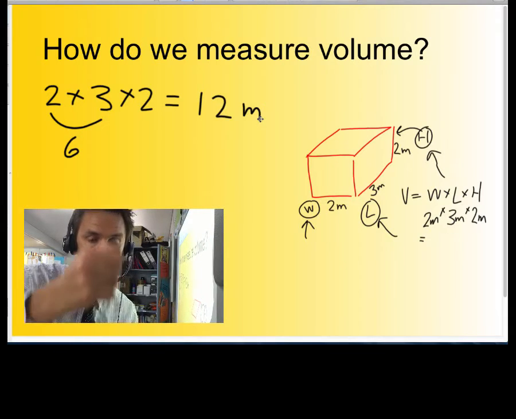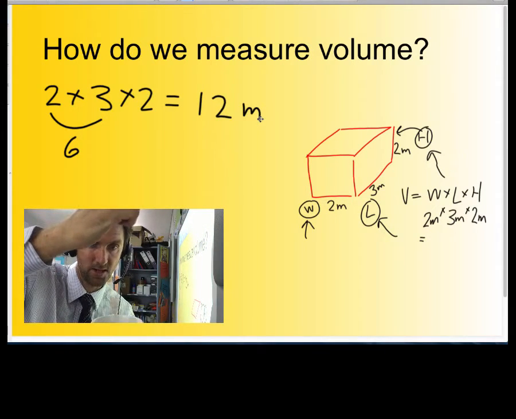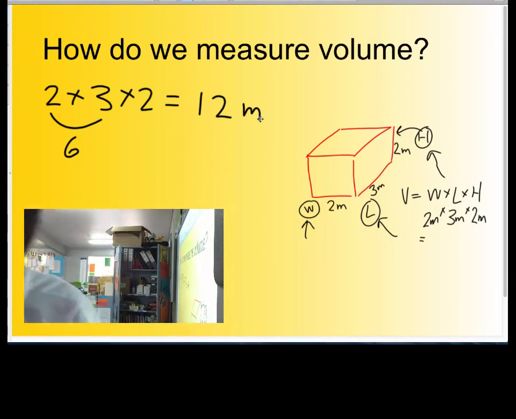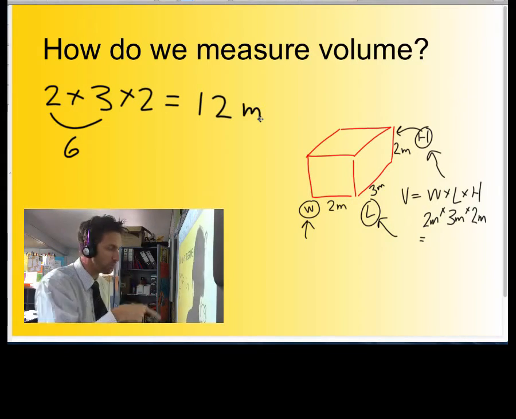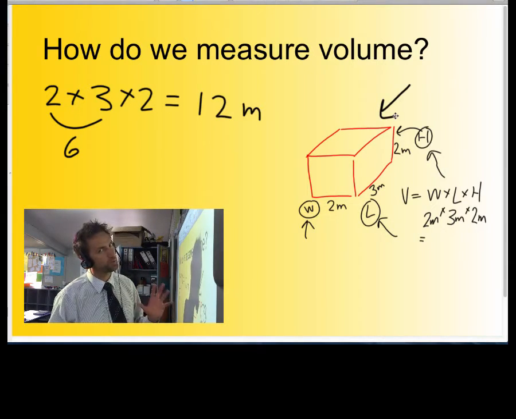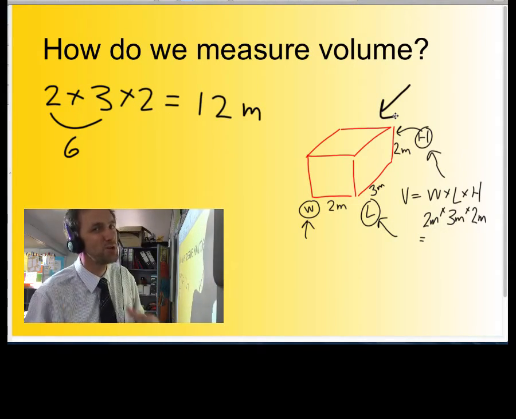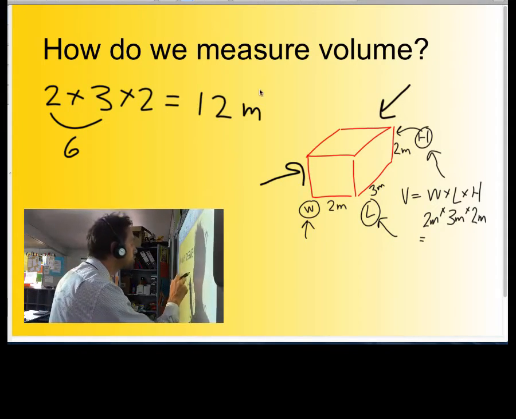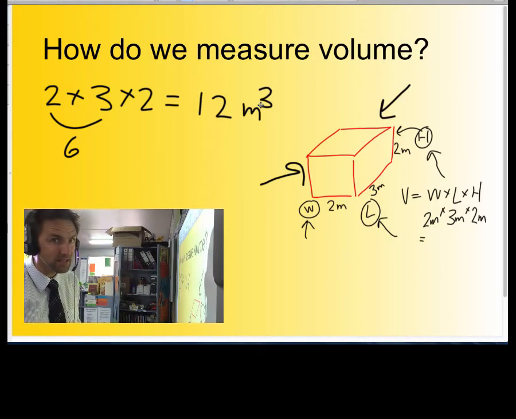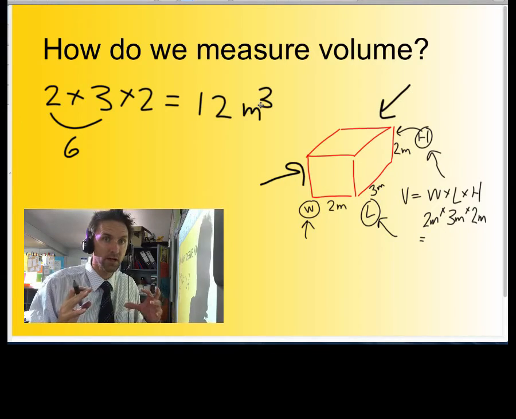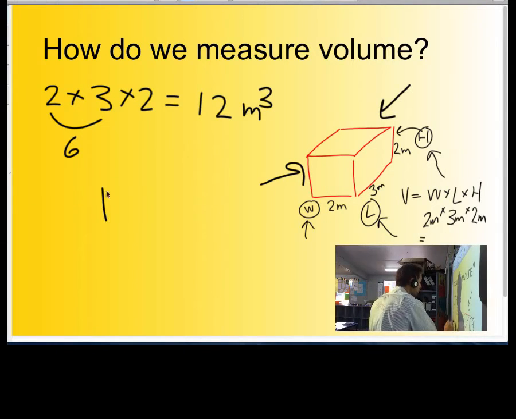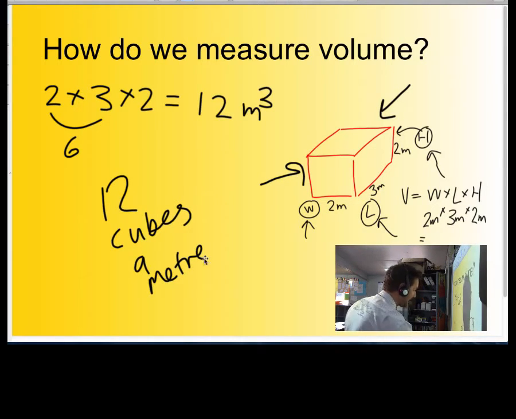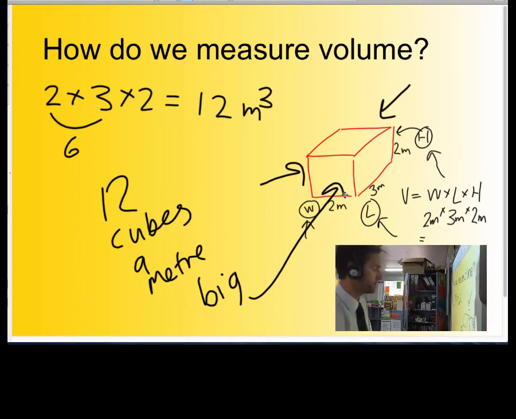It's not a flat square. You are actually measuring, here's a hint, you are actually measuring cubes. You're measuring the cubes that are in this object here, this cube, this rectangular prism. You're measuring the amount of cubes that are in this rectangular prism. So we say there is 12 meters cubed, which literally means that there are 12 actual cubes that are a meter big inside this object here, which is pretty big if it's a 2 meter by 3 meter by 2 meter cube.